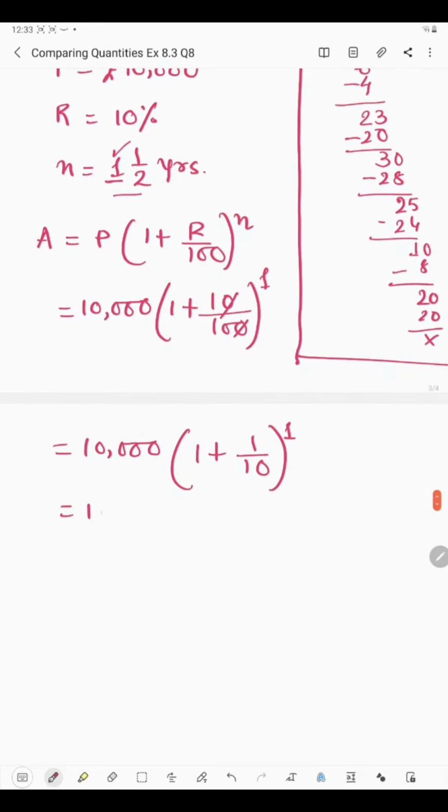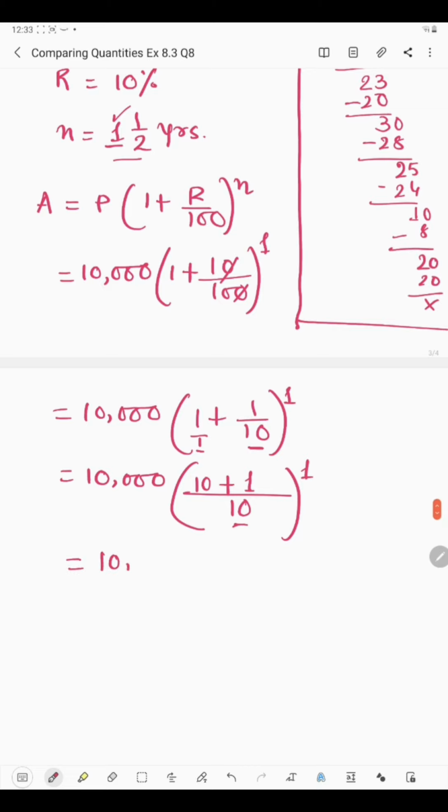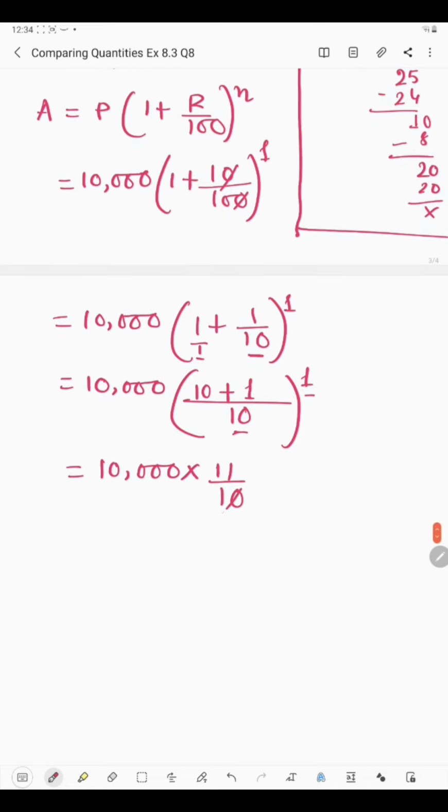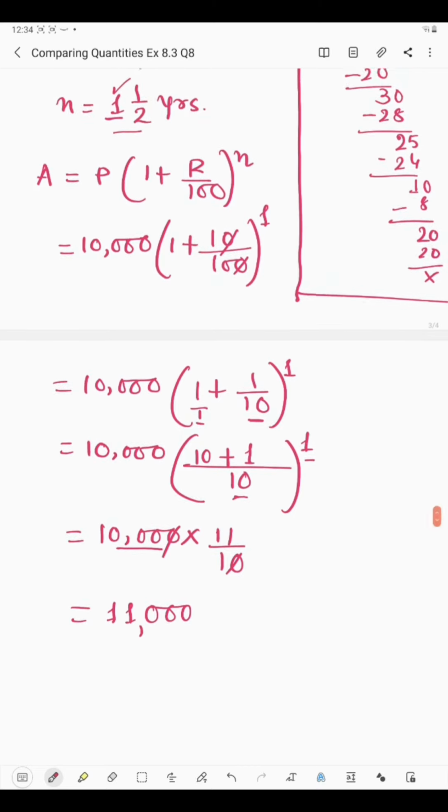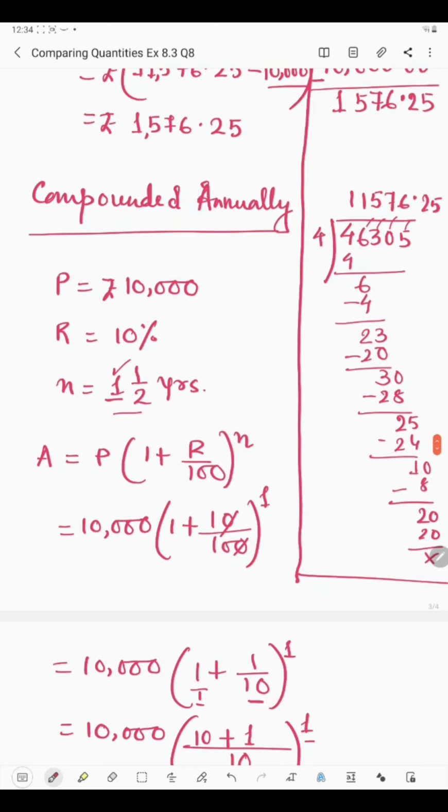So 10,000 into, here nothing means 1, so 10 into 1 is 10. So 10 divided by 1 is 10, and the numerator is 10. Then we have plus sign. Then 10 divided by 10 is 1, 1 into 1 is 1, and the power is 1. So 10,000 into 10 plus 1 is 11 by 10, since the power is 1, so we'll write 11 by 10 one time. So the zeros cancel. Now 11 ones are 11 and we have 3 zeros, so 1, 2, 3. So it's 11,000. So this is the amount for 1 year.